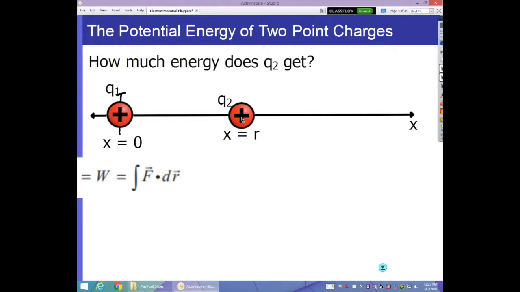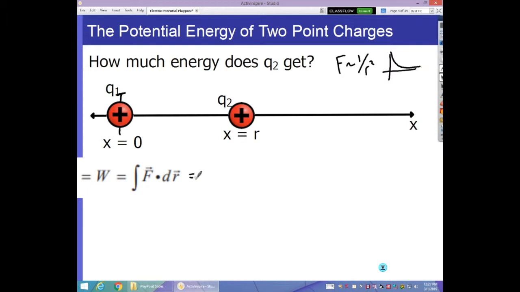1 over r squared, and 1 over r squared never, ever, ever becomes 0. It just diminishes and diminishes. So Q2 will go forever. And I want to ask, how much energy does Q2 end up with? Because if it ends up with some amount of kinetic energy at the end, that's how much potential energy it had to have to start with.